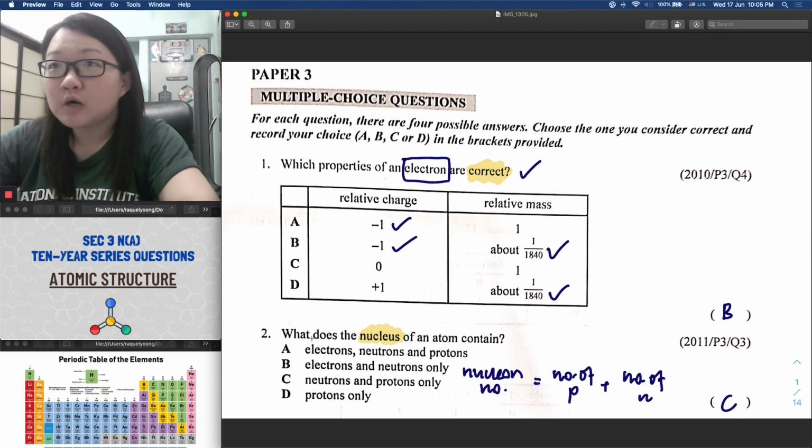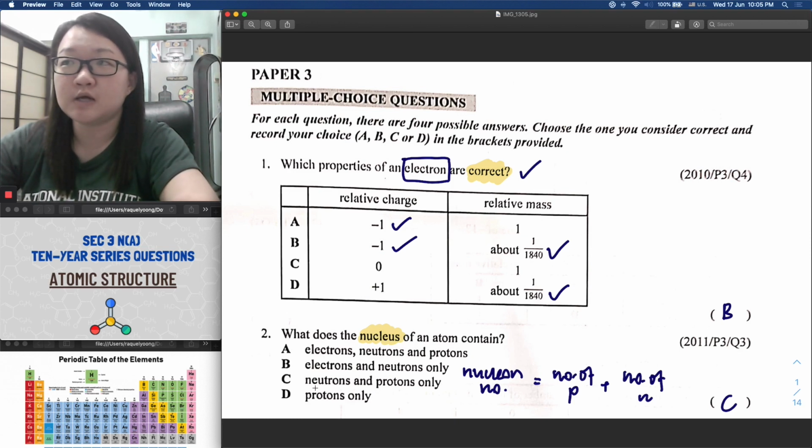Question 2, what does the nucleus of an atom contain? This one is very closely linked to our concept on nucleon number, which is the bigger number represented in the periodic table for each element. That number is a sum of the number of protons plus the number of neutrons. Based on this relationship, it should help you know that the nucleus of an atom contains just neutrons and protons only. So here answer is C.